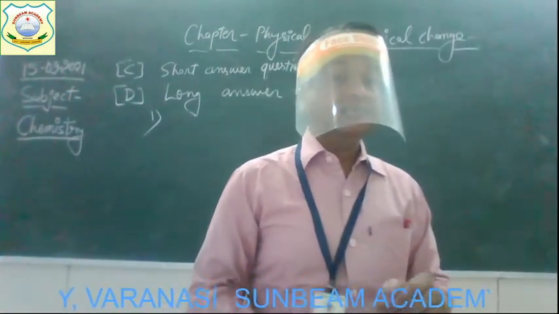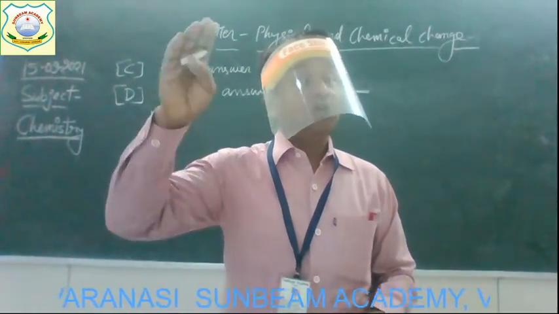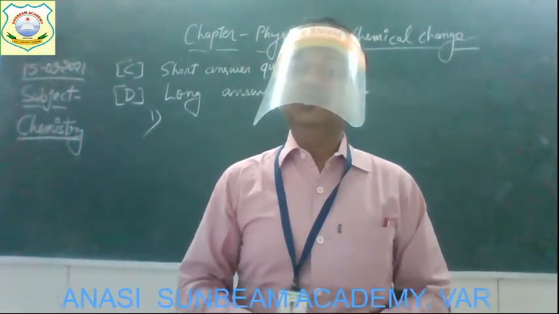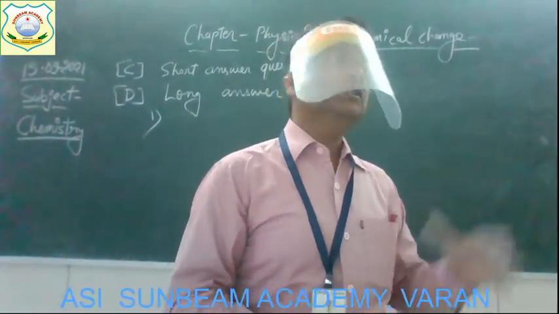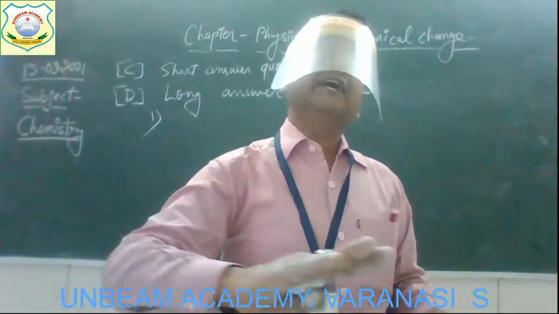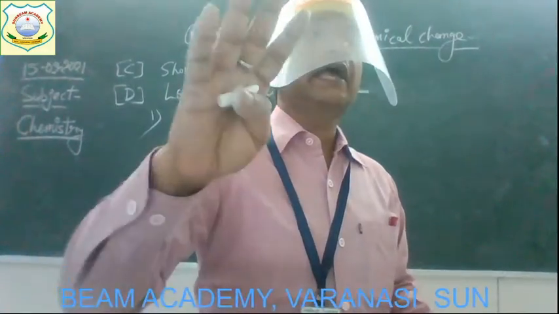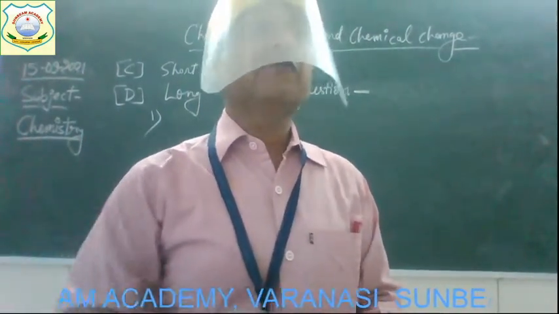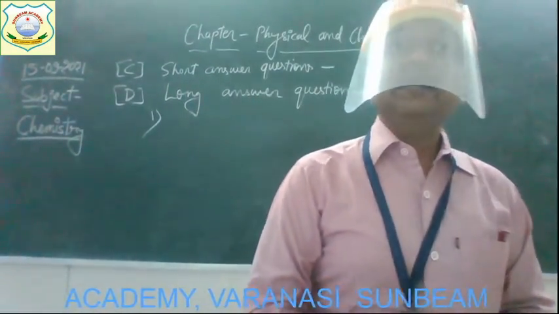And the second method is by depositing a layer of zinc or chromium on the iron. If we deposit a layer of another metal like zinc or chromium on the surface of iron metal, what will happen?